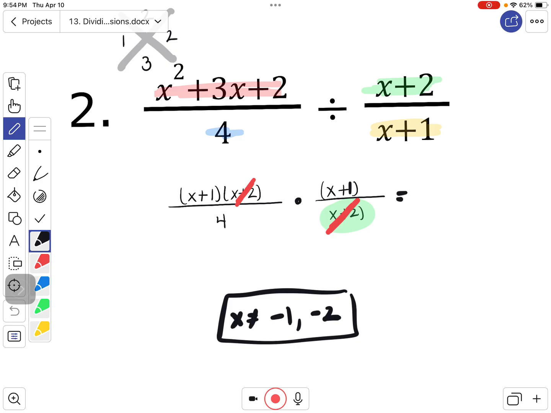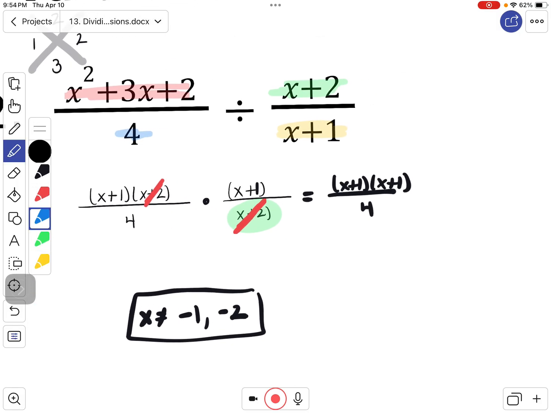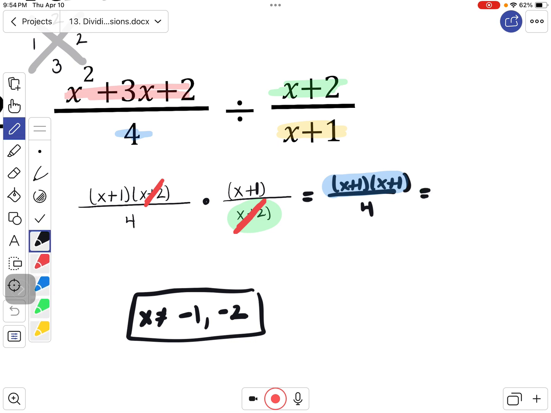So let's go ahead and say equals. Anything that was left over, I'm just going to write. So I had an x plus 1, and I have x plus 1, and then I had that 4. And you don't have to do this, but it looks really nice if you do, because you have x plus 1 written 2 times, you can say x plus 1 squared. So I'm going to do parenthesis x plus 1, and I'm going to square it, and then my 4. So there's my simplified answer right there, and I did my undefined values, so I'm good for that one.